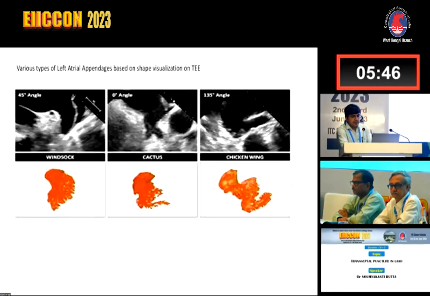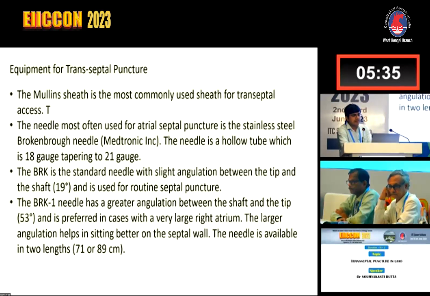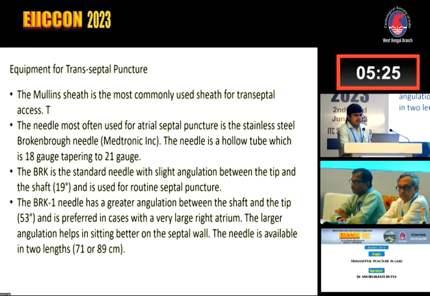So without wasting much time, straight away I shall go to the anatomy proper. I have already discussed that it consists of several anatomical variants like windsock, cactus, chicken wing. Chicken wing is the most common one. So most of us perhaps are familiar with the fact that the interatrial septum, generally we do it with the Mullins sheath as in the PTMC procedure, and through the radiographic approach.